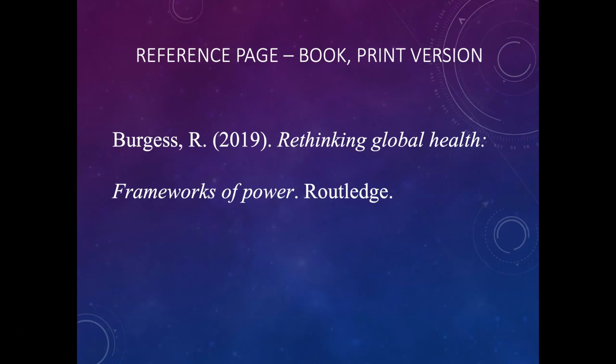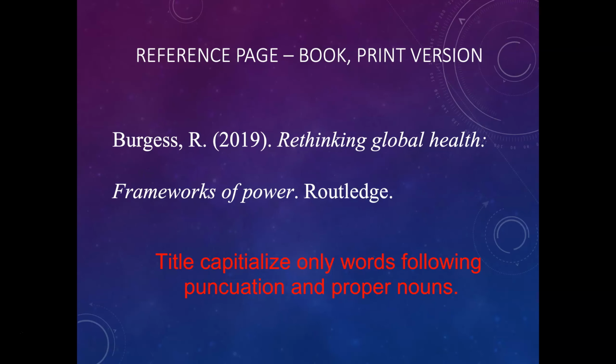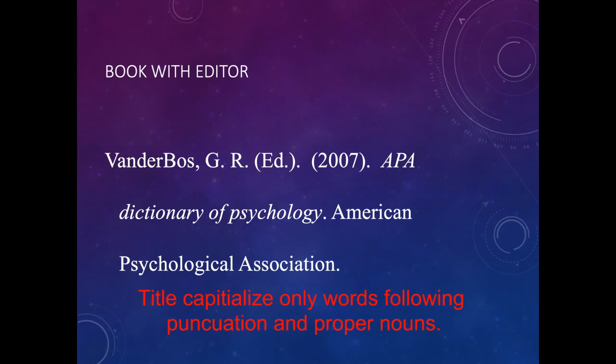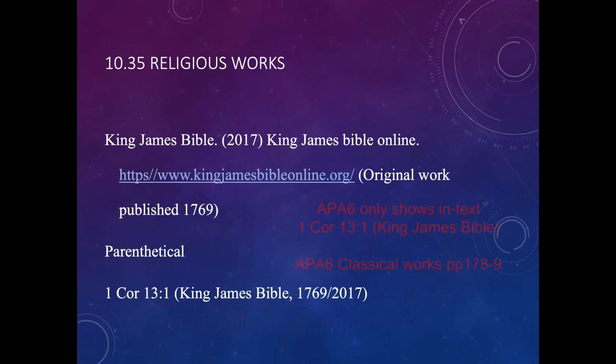Here's an example of a book reference. Author's last name, comma, first initial, period, year in parentheses followed by a period, title italicized, with the first letter capitalized and the letter following a punctuation mark, for example "frameworks," capitalized, and then only the publisher name. Here's a book with an editor. It just has "Ed." in parentheses and then a period, and the rest follows the same as the book citation.